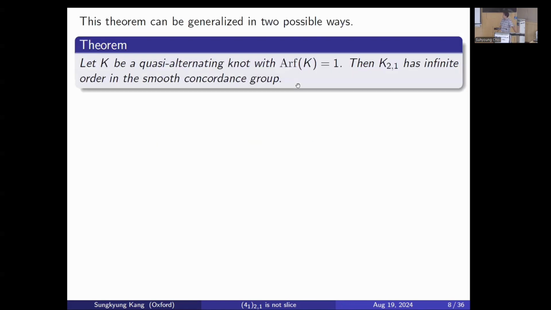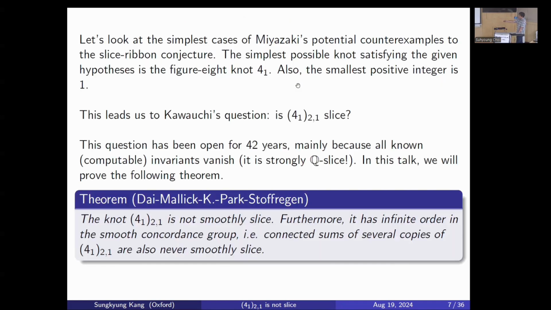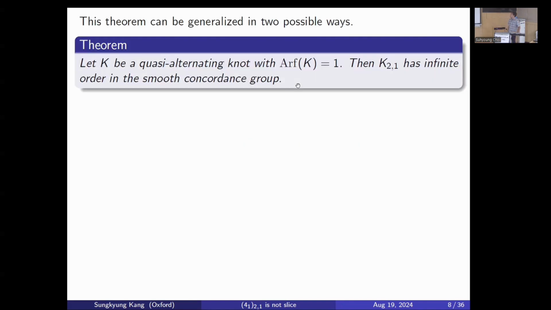This theorem can also be generalized in two possible ways. Of course, this is about whether you can change your knot from the figure eight to other negative amphichiral knots, because Miyazaki's family is much more general than just this. If you look at the quasi-alternating knots, then half of them, by the Arf invariant, work. The Arf invariant is a group homomorphism defined on the knot concordance group, taking mod two values, so it's 0 or 1. If it's non-zero, then the cable has infinite order.